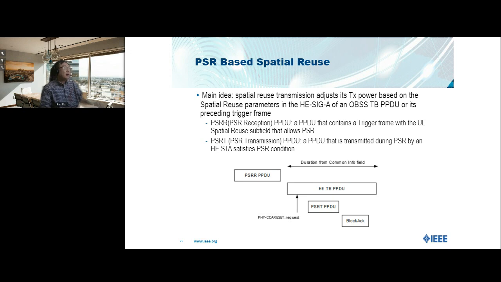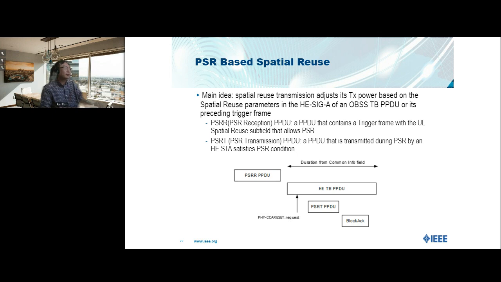Once the client receives that trigger frame, it will transmit the uplink trigger-based PPDU. Okay? In the HE-SIG-A of the uplink trigger-based PPDU, it will specify the parameters that can be used for spatial reuse, to see how much interference it can cause me, and you do a computation to try to avoid interference to me.